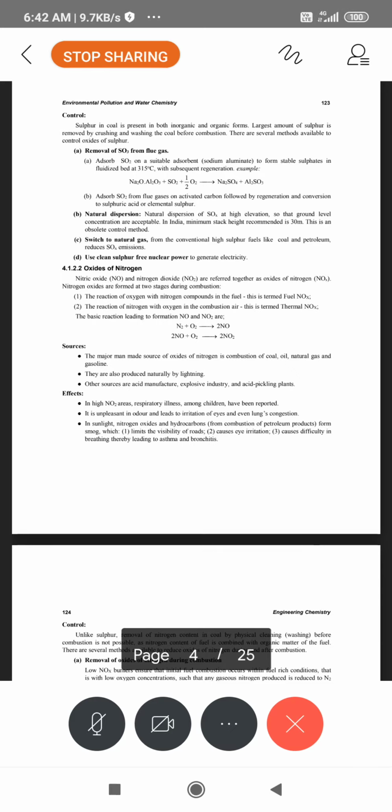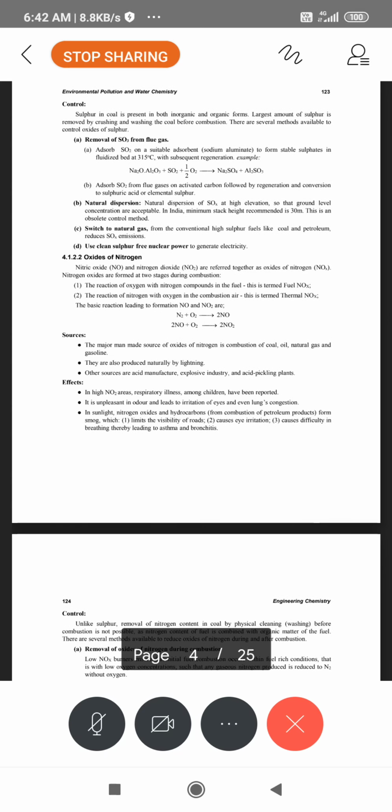It can be removed by controlling the flue gases, and we can use alternative fuels, and also some artificial switchings. Followed by this, the sulfur can also be utilized.